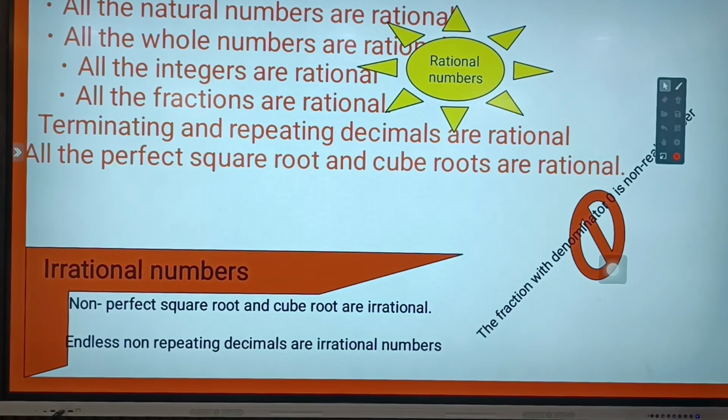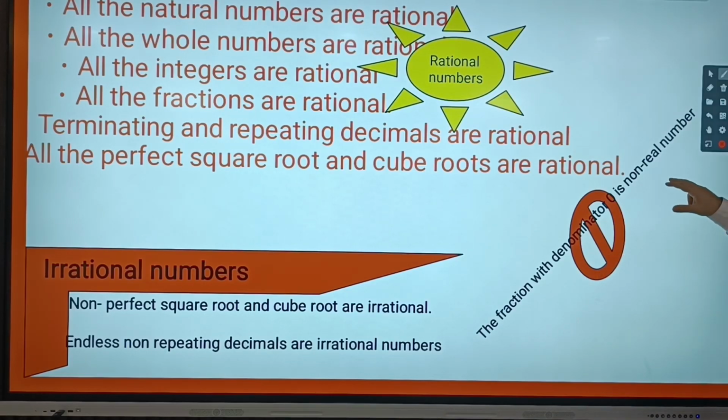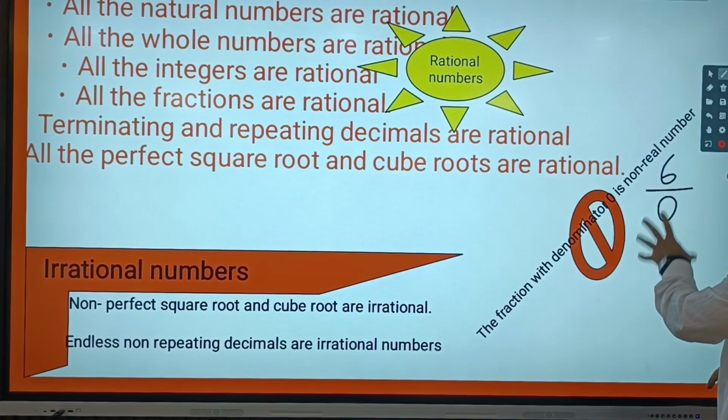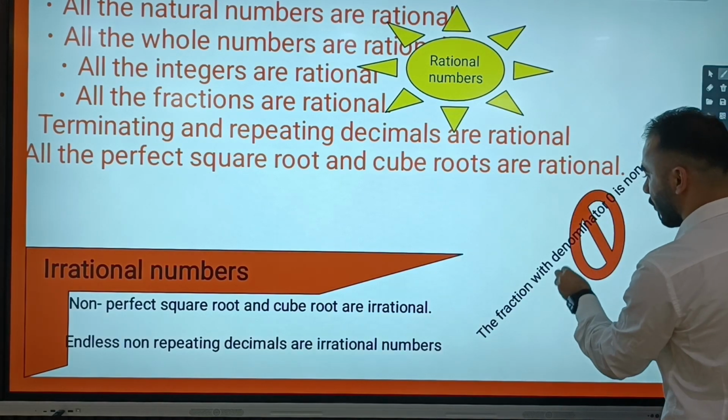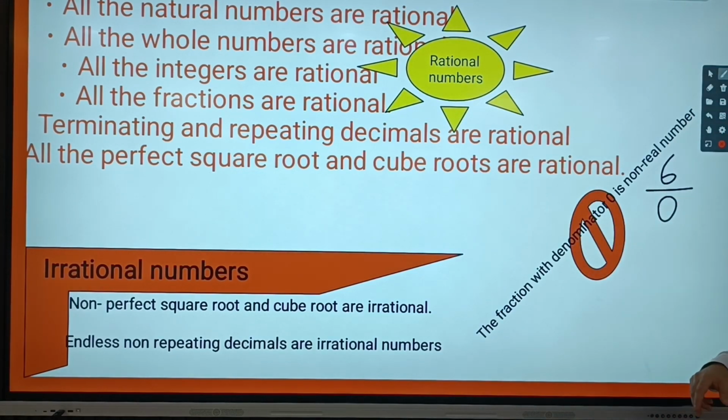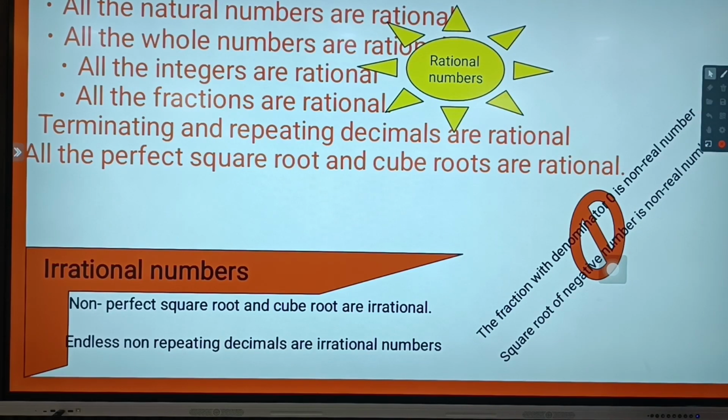First thing is, a fraction with denominator 0 is not a real number. For instance, we will come to this later, but I want you to just see one example, 6 over 0. Since the denominator is 0, this is going to be a non-real number. The first case is if we have a fraction with denominator 0, it's going to be a non-real number. Perfect. And the second case is the square root of a negative number is also a non-real number.